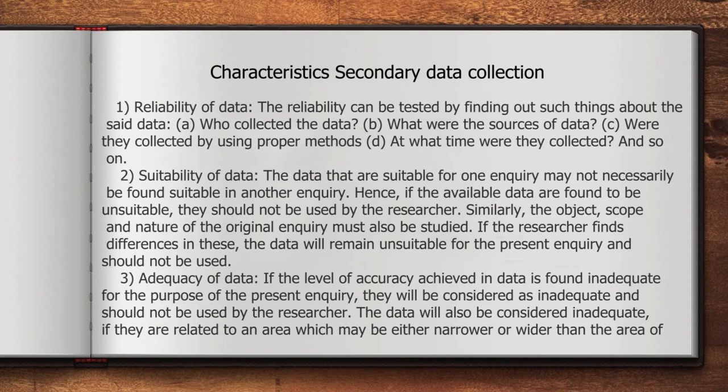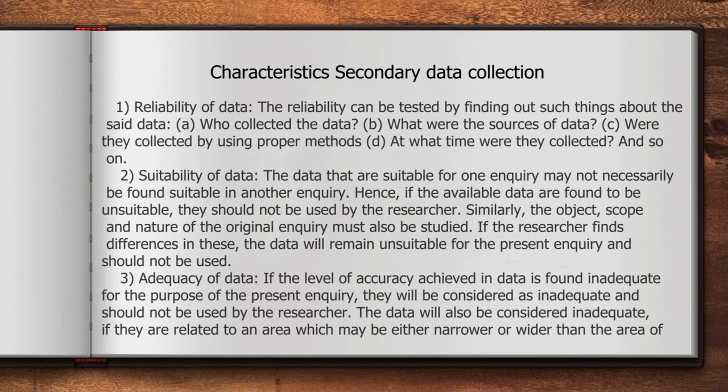By way of caution, the researcher, before using secondary data, must see that they possess the following characteristics. Number one, reliability of data. The reliability can be tested by finding out such things about the said data: Who collected the data? What were the sources of data? Were they collected by using proper methods? At what time were they collected? Was there any bias of the compiler? What level of accuracy was desired? Was it achieved?